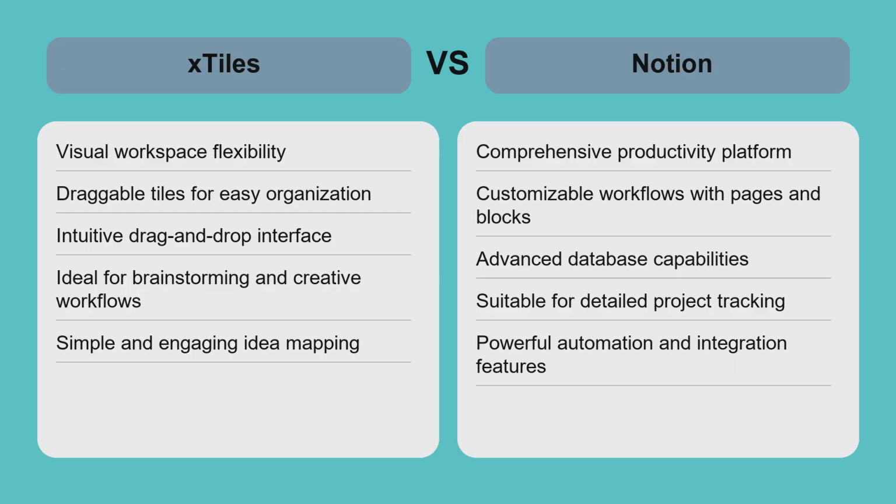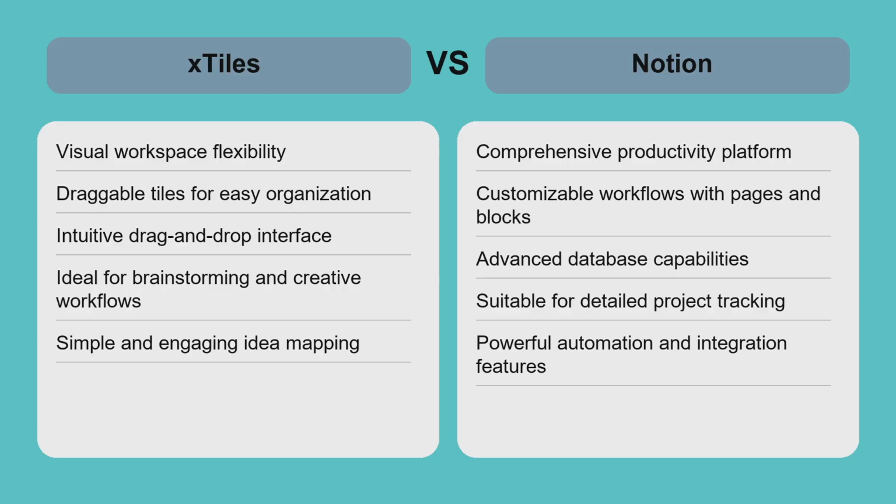While xTiles offers simplicity and visual clarity, it lacks Notion's depth in automation and relational data. Conversely, Notion's complexity can slow down users who prefer a more intuitive, less text-heavy interface. Choosing between them depends on whether you prioritize visual flexibility or comprehensive organizational tools. For fast, visual idea mapping, xTiles is preferable. For in-depth project tracking and data management, Notion is the better choice.